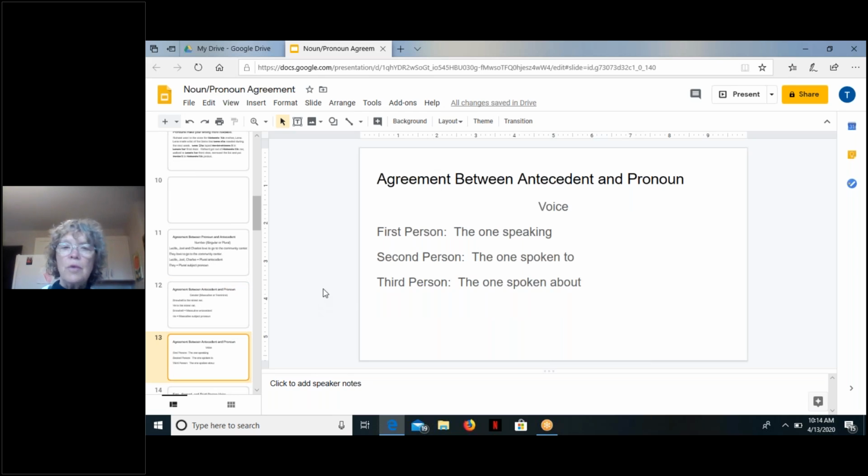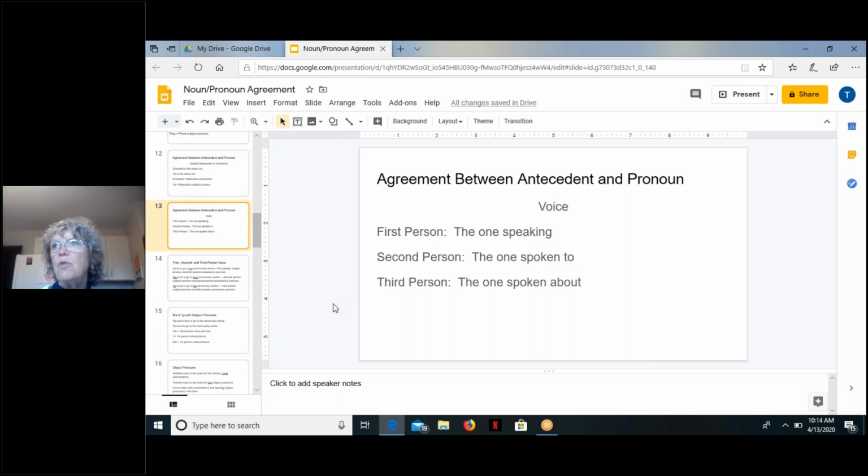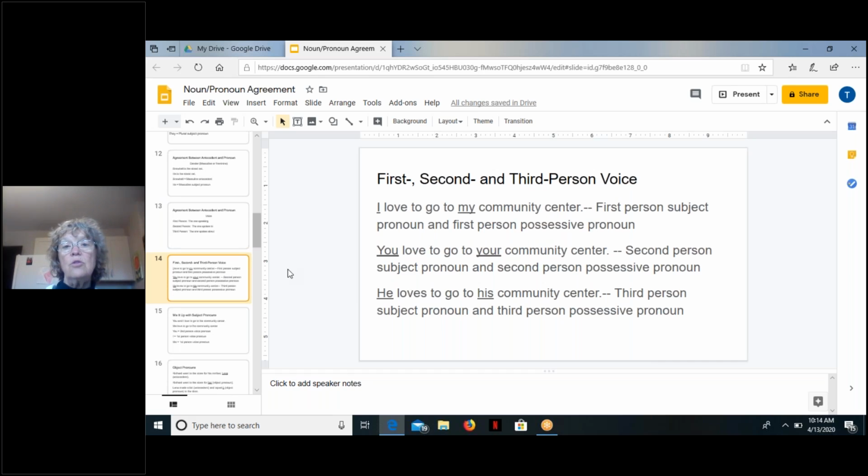Another basis for agreement between an antecedent and a pronoun is voice. We know that in writing, first person voice is the one speaking, second person voice is the one spoken to, and third person voice is the one spoken about. So let's take this. I love to go to my community center. I'm talking about me, so I'm speaking. So I use the pronoun I to refer to me. And I use the possessive pronoun my to modify and refer to my community center.